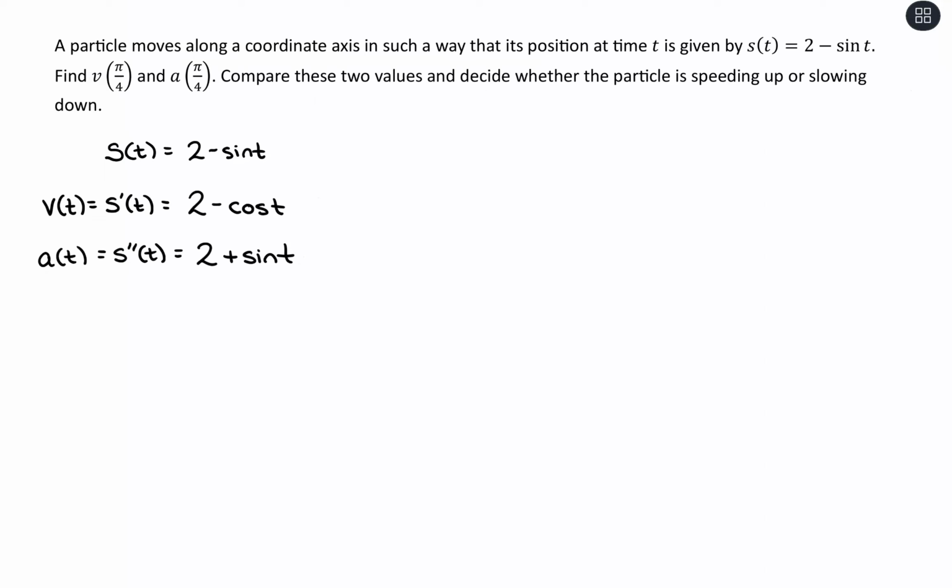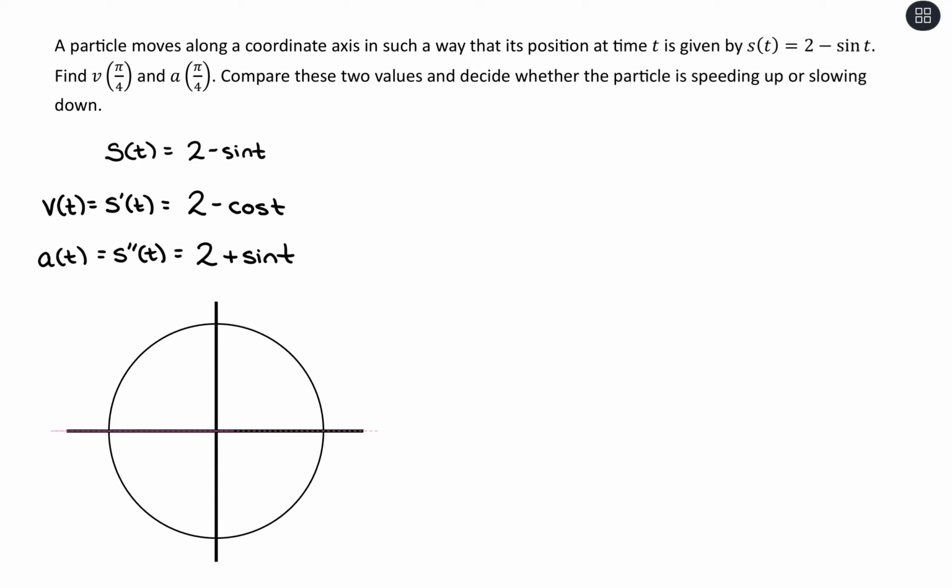I'm going to draw my quick sketch of our unit circle if you need it. I just always like to have that visual to just double check my work. So pi over 4 is right here. And that's our root 2 over 2, root 2 over 2.